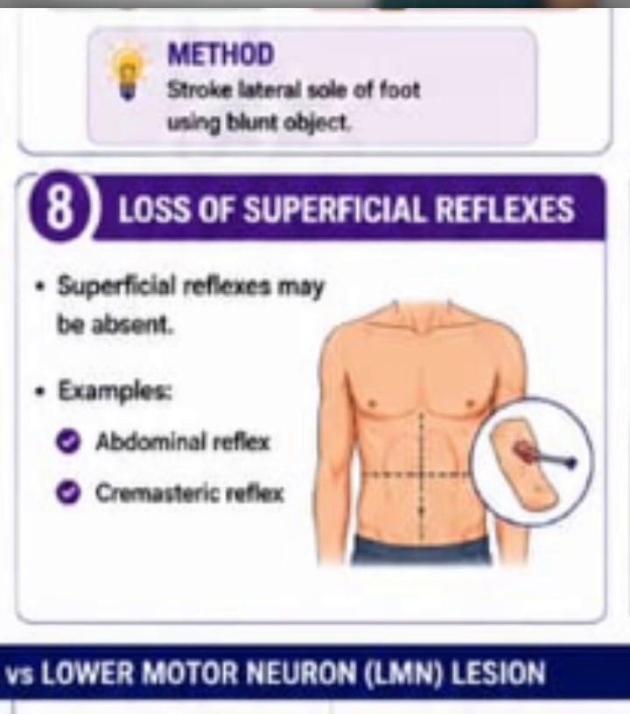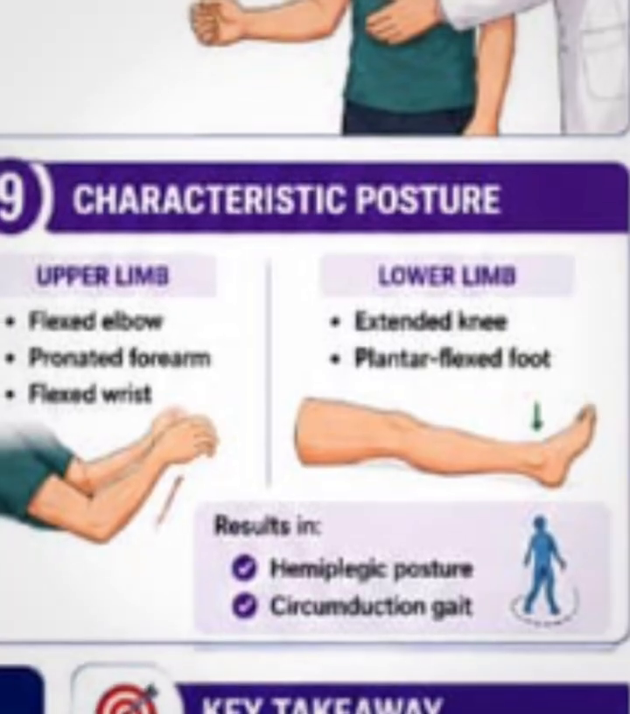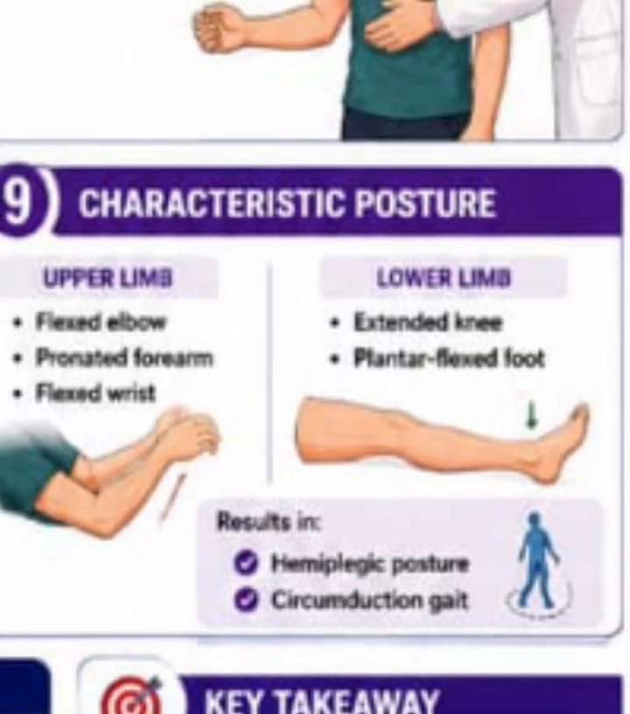Now the posturing will be bad. The patient will have what we call flexor synergy in the upper limb and extensor synergy in the lower limb. So the elbow will be flexed like you are seeing it. There will be pronation of the forearm and the wrist will be flexed.